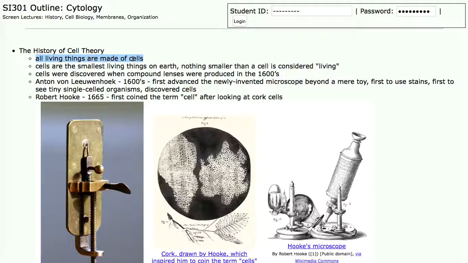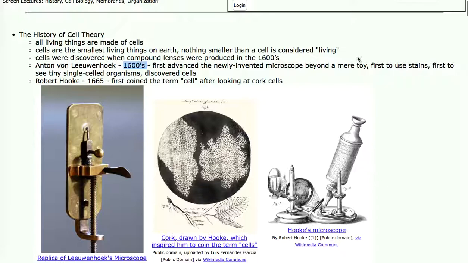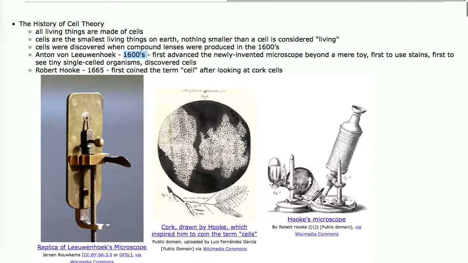early 1600s. People began to look at really small stuff. The first scientist we have a record of doing this was Anton von Leeuwenhoek. In the 1600s, he basically is credited potentially with inventing the microscope. Beyond a mere toy, he was the first to use stains to make things easier to see. He was the first scientist to see tiny single-celled organisms from pond water samples, and so he is credited with the discoverer of cells.